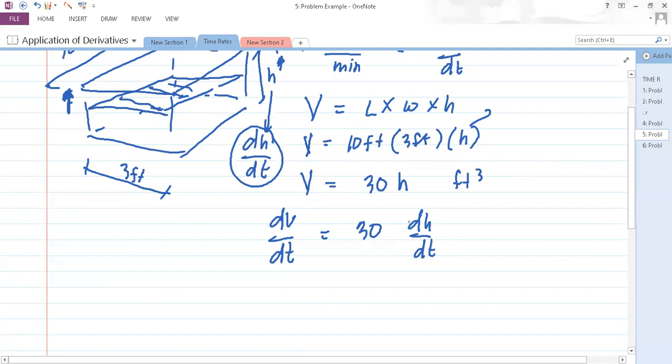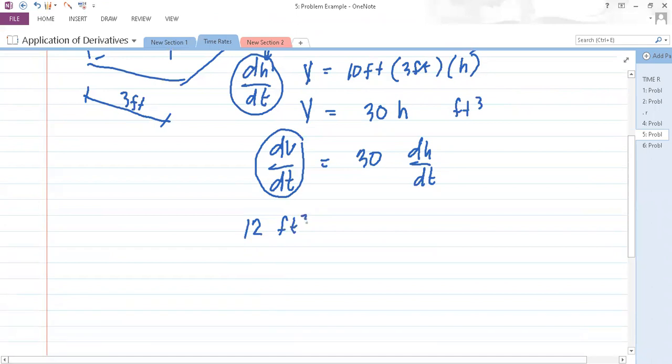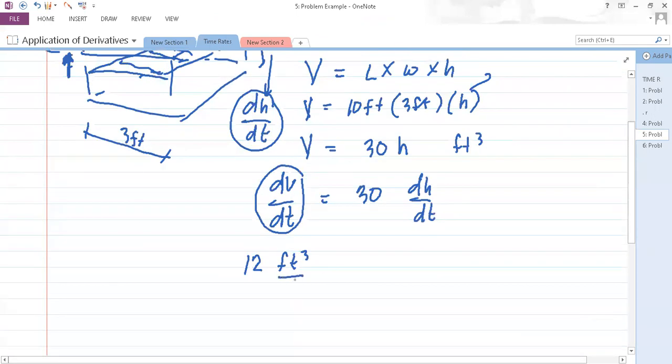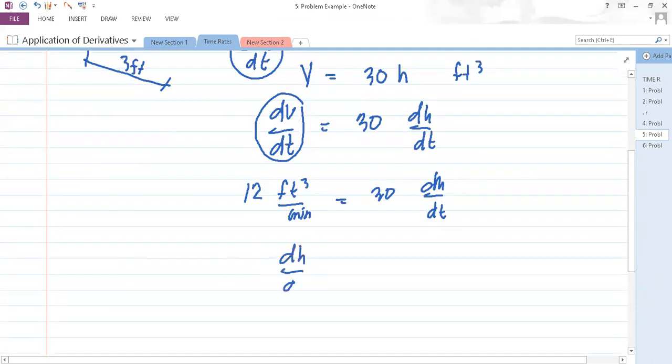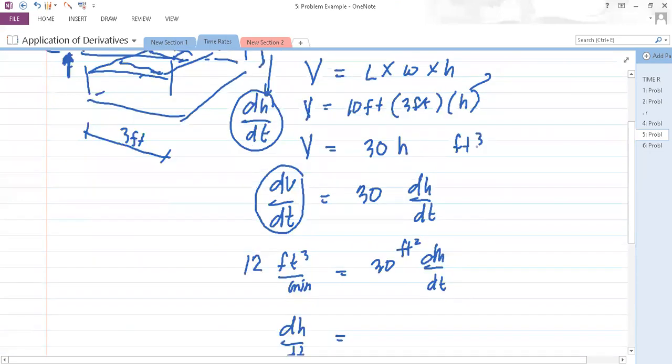Okay? So meron na tayong dV/dt, which is equal to 12, so 12 cubic feet, so 12 feet cube per minute. Okay, so per minute, that is equal to 30 dh over dt. Okay, so dh over dt now is equal to 12 feet cube over minute, divided by 30. Okay, so this is in feet squared, diba? This is in feet squared kasi wala pa tayo nung h. Pagka meron na tayong h, magiging feet cube pagka volume na yon.